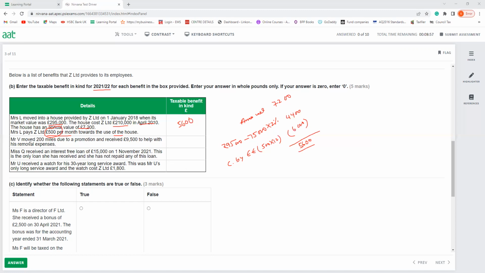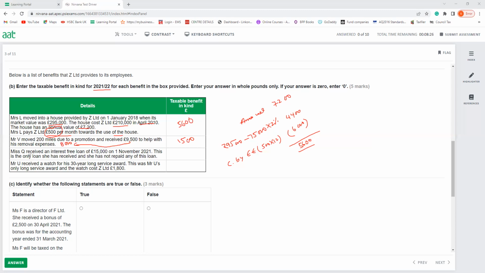The next one, it says Mr. V moved 200 miles due to a promotion and received 9,500 to help with the removal expense. Remember that removal expense is free up to 8,000. If it is more than 8,000, you have to find the difference and it will be taxable. So from 9,500, if you minus the 8,000, 1,500 will be taxable benefit.